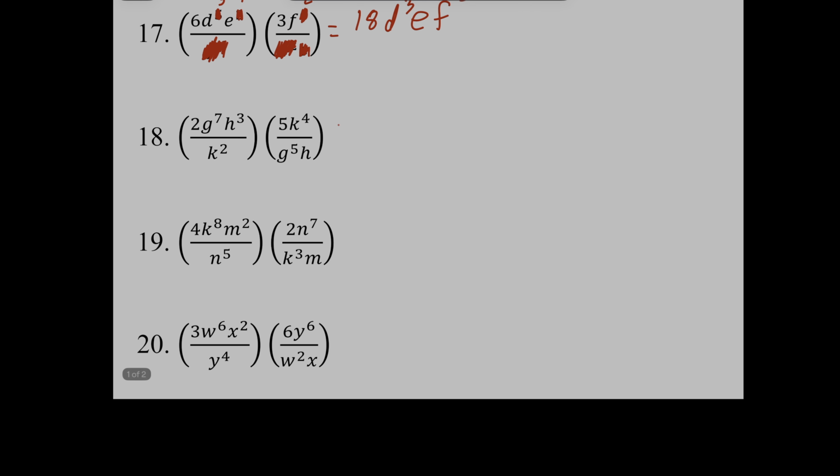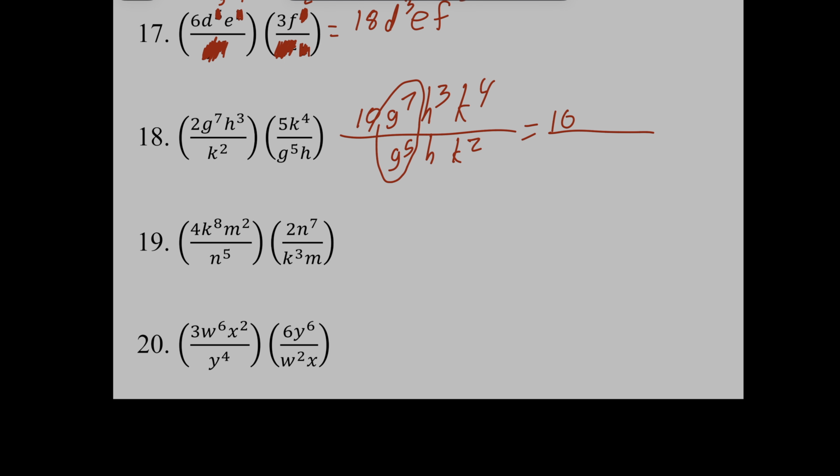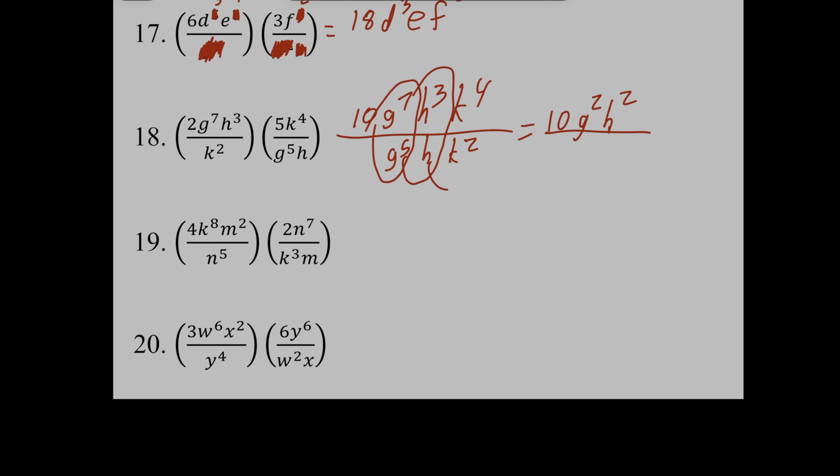Okay, let's keep going on here. This one I'm going to multiply across, and I'm going to get 10 G7H3K4 over, we want to do it in order, G5HK squared. Okay, that'll leave me a 10 on top. Now, G's subtract. Make that a better looking 10. There we go. And then right here, subtract. Then right here, subtract. Okay, and there you go.